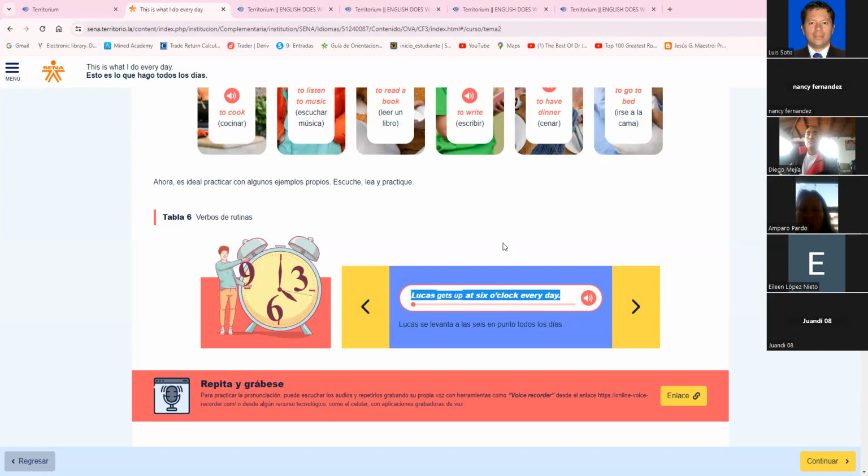Listo. Y terminamos esa parte. Ahora, para poderles dar más claridad con cómo se escribe una rutina diaria, les voy a escribir una rutina diaria sencilla. Y con eso ustedes pueden empezar a hacer todo el proceso o para poder presentar la evidencia.